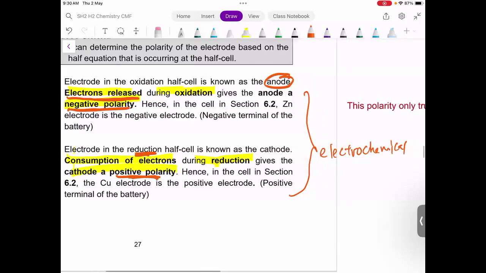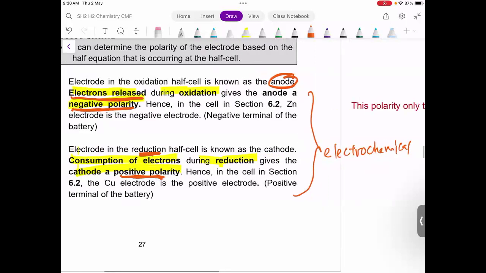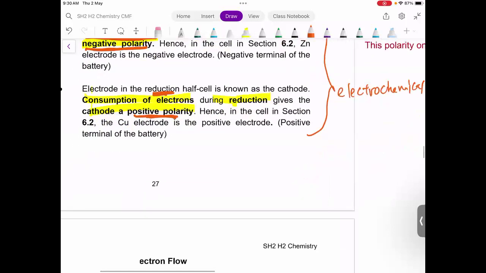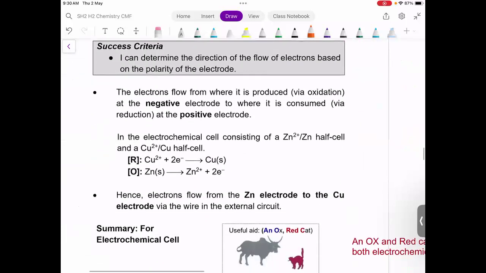You should remember there's also an electrolytic cell. Yeah, so electrolytic cell will be the reverse polarity. It will be reverse. So for electrochemical cell, this is how we tell. Okay, then we also talk about the direction of electron flow.